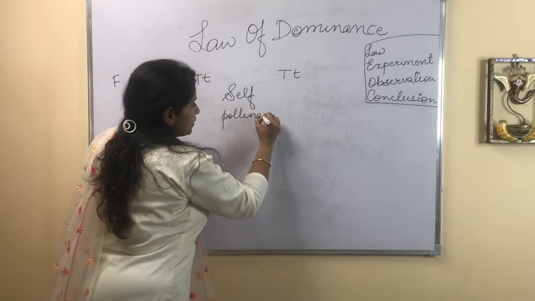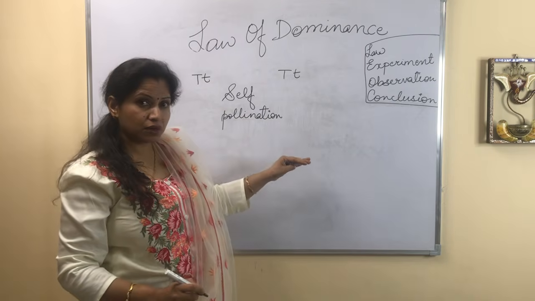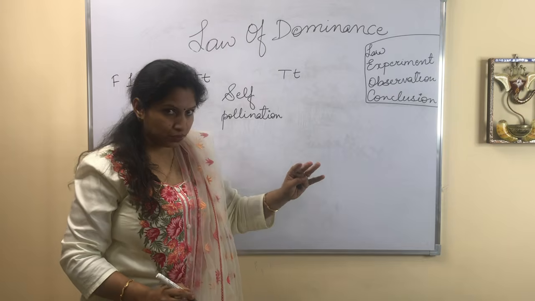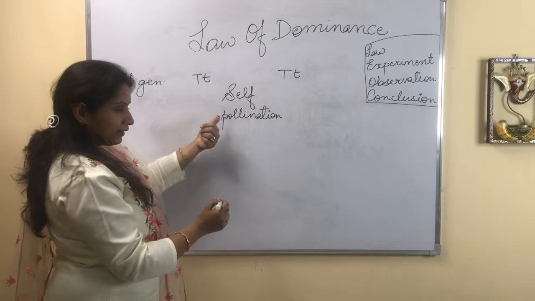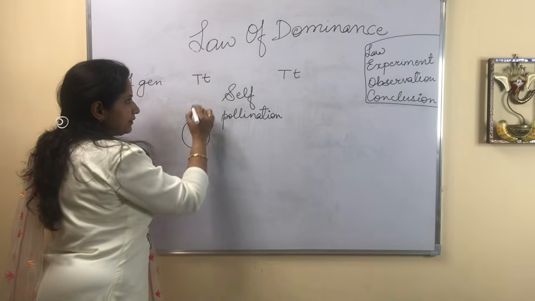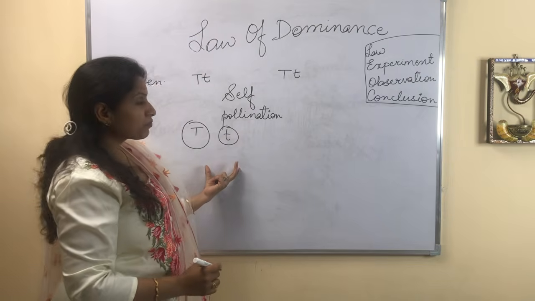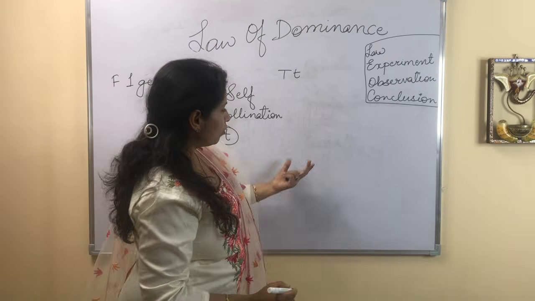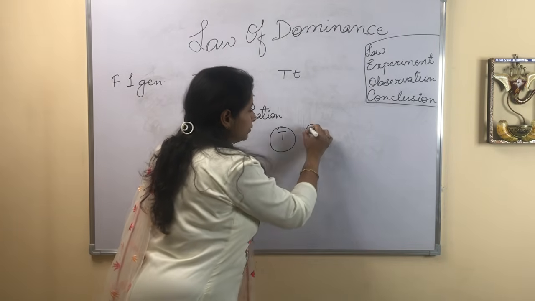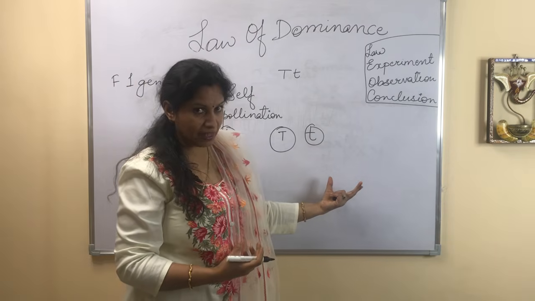Self-pollination means ovum as well as the pollen grain were taken from the same flower. Now, when the gametes will be formed, the gametes will be having either a capital T or a small t in case of the male part of the flower, and the ovum that will be formed will be having either capital T or small t. Both the possibilities are there in the male as well as in the female gamete.